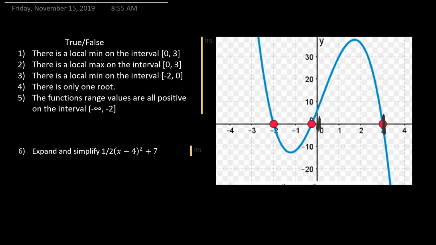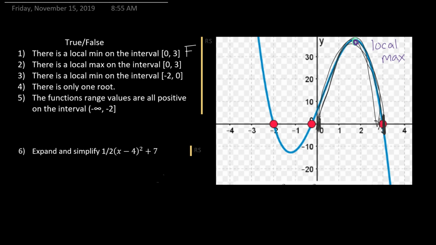All right. So from 0 to 3, if I am looking at my graph, is there a local minimum from 0 to 3? No. What is that point way up there? Yes, it is a local maximum. So here I would write that this is false. There isn't a local minimum, there's a local maximum.